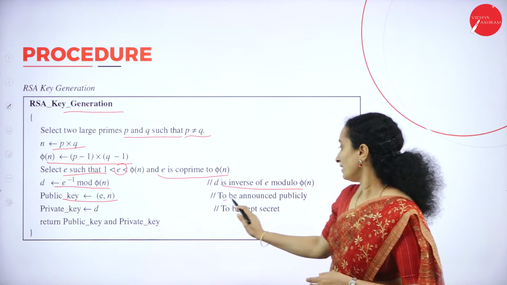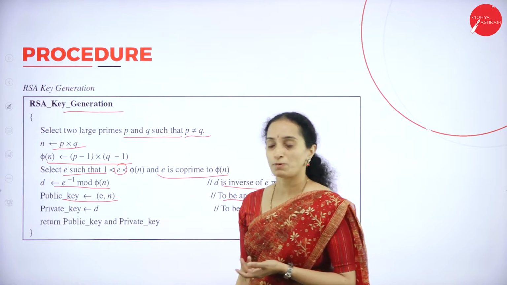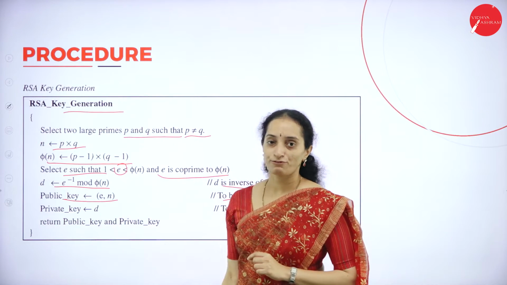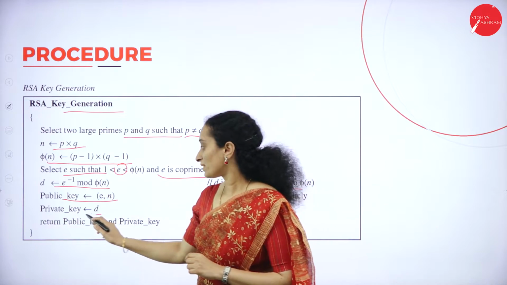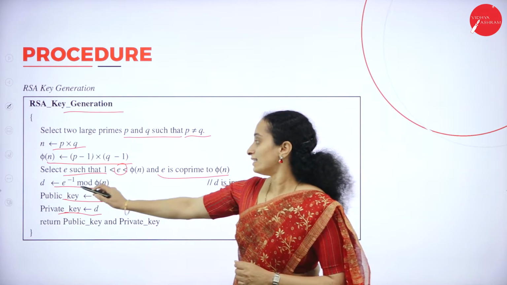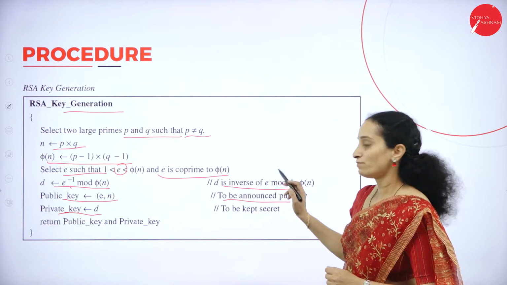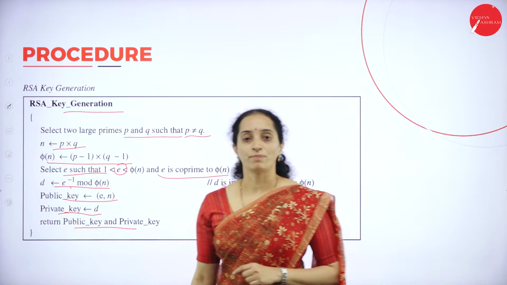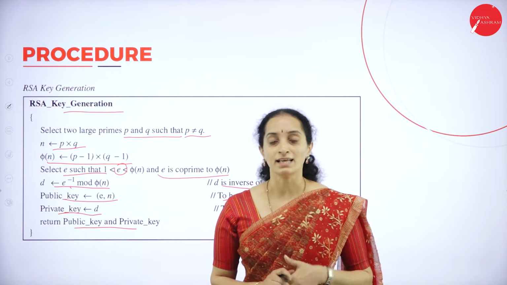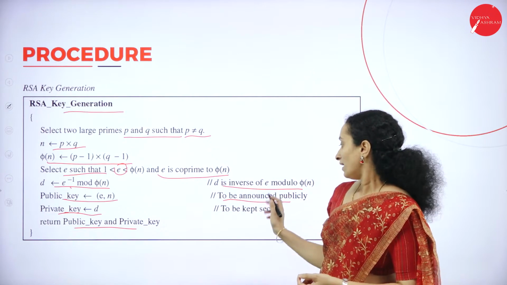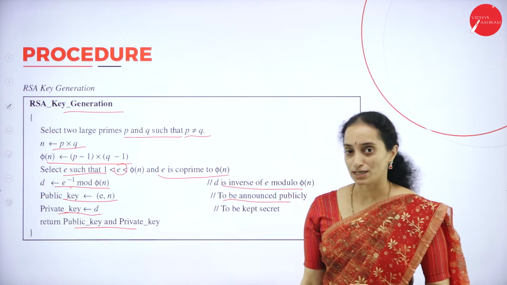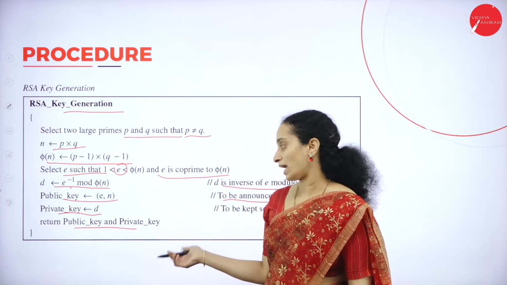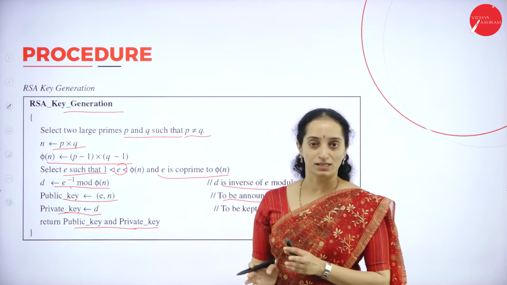The public key is to be announced publicly, so we have to publicly announce E comma N, where N is the total number of characters in the message. Then the private key is D. D can be calculated as the inverse of E modulo phi N. So return the public key and the private key. The public key will be announced publicly and transmitted over the key transmission channel or an insecure channel. The private key is kept for the receiver.